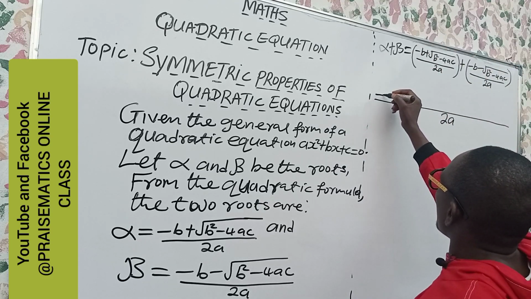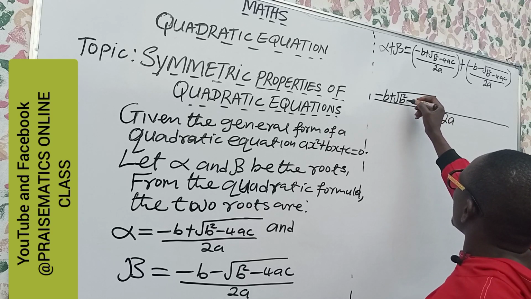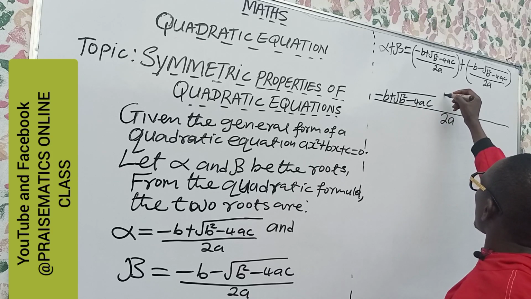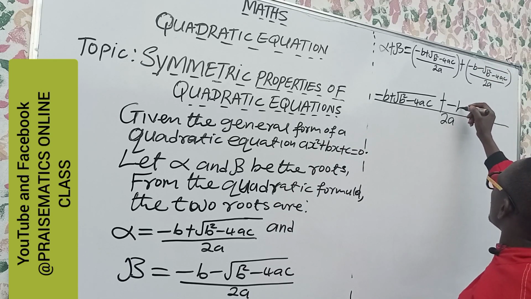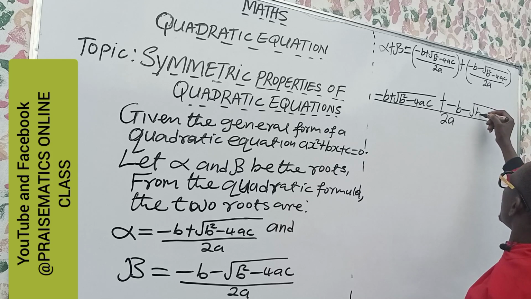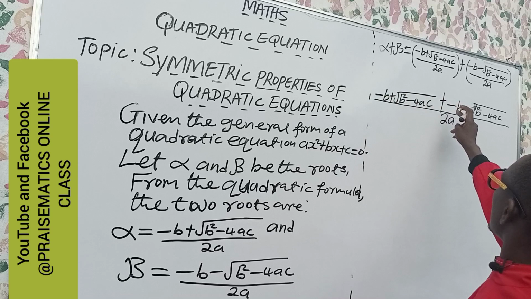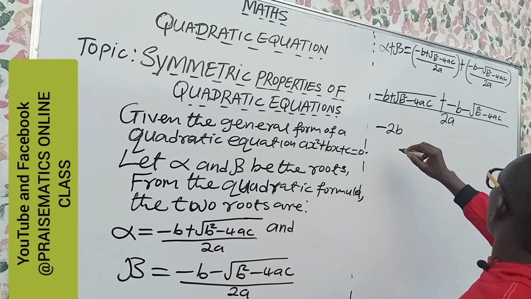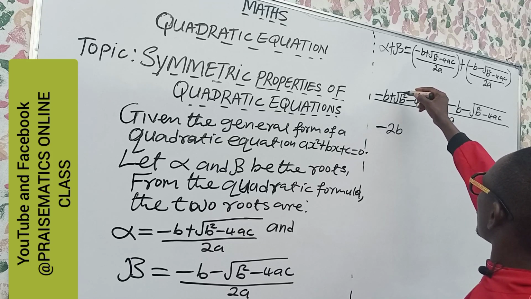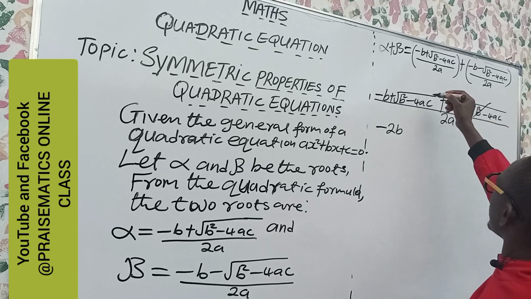1 times everything will give you minus b plus square root of b squared minus 4ac, plus, these 2a go to this place and give 1, 1 times everything will be minus b minus square root of b squared minus 4ac. What do we do here? We collect like terms. Minus b minus b, we have minus 2b. Now, the plus square root of b squared minus 4ac and the minus square root of b squared minus 4ac will cancel themselves out.